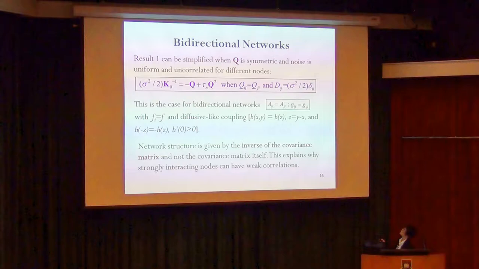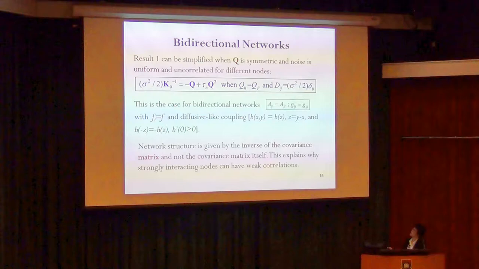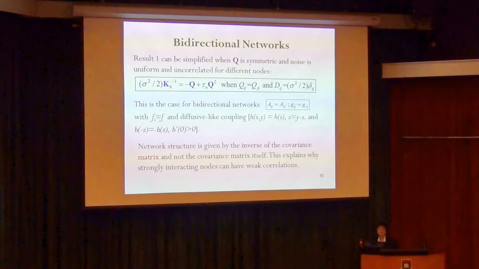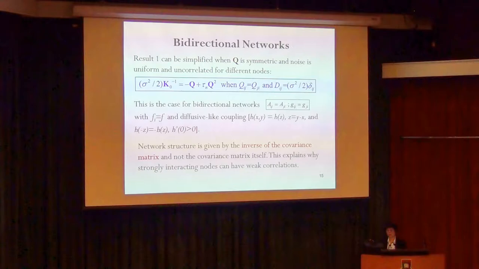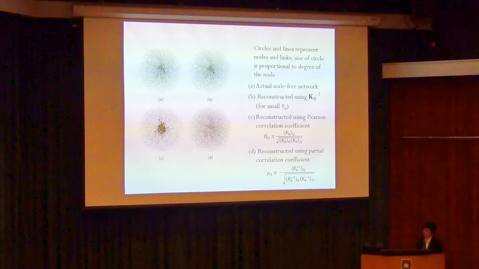In this case, we can show that this first result can be simplified to give you this nice result. It's telling you that the quantity of interest Q is related to K0, but if you see here, it is related to the inverse of K0, not directly to K0. So only in this case K0 will be enough, but the important quantity to look at is actually the inverse of K0. Again, that explains why if people use the covariance itself, saying that a larger correlation means a higher probability of link, that will be wrong. We show this explicitly here. So now, this is a network I represented.